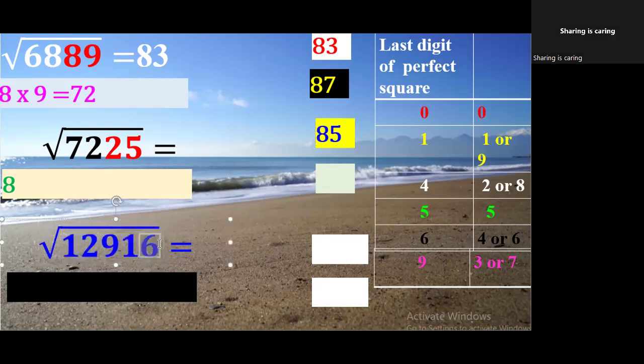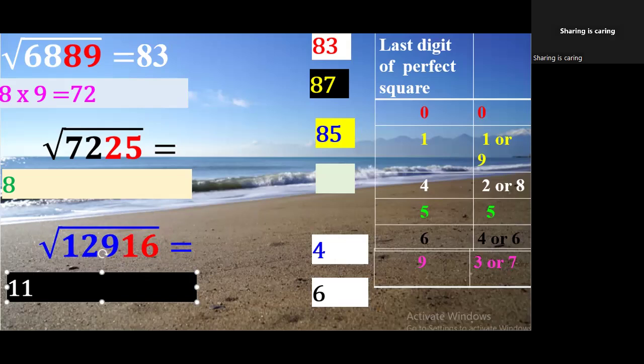Then let's do this one now. Here, the last digit is what? 6. The last digit is 6 now. So the last digit here should be either 4, because 4 times 4 is 16, or 6, because 6 times 6 is 36. Now I don't need these last two digits. Okay, now we have 3 digits remaining, 129. I need to find a perfect square which is closest but less than 129, which is equal to what? 11, because 11 times 11 is 121.